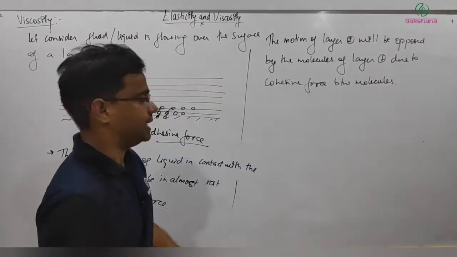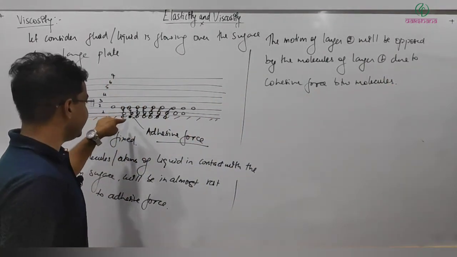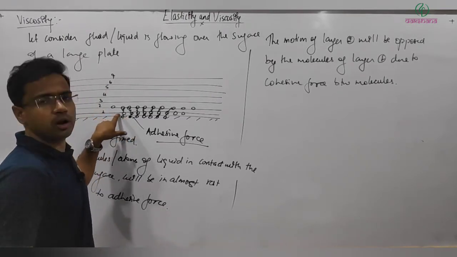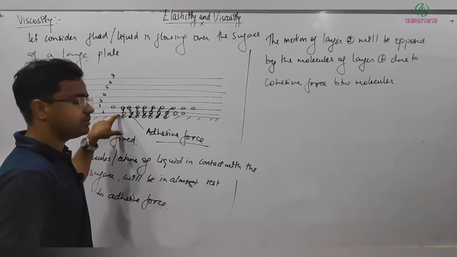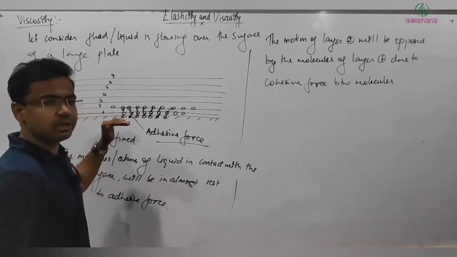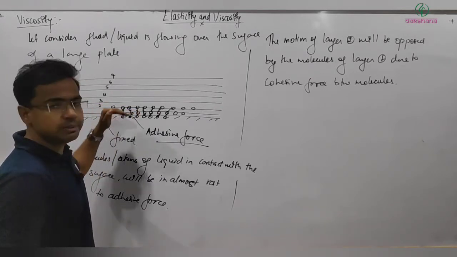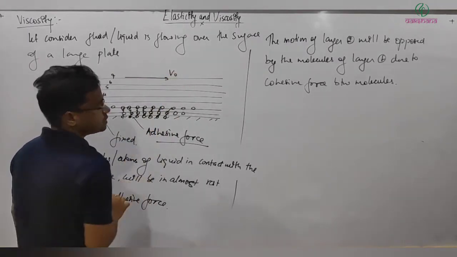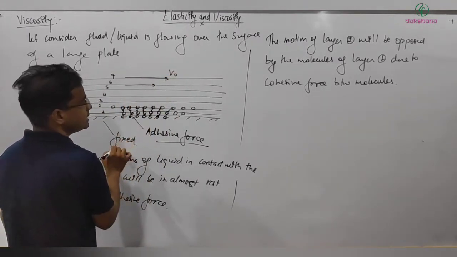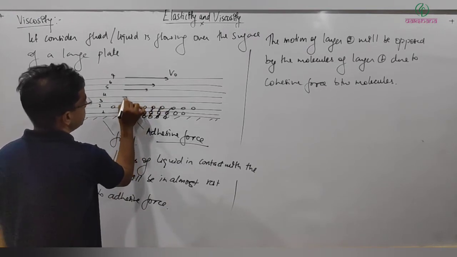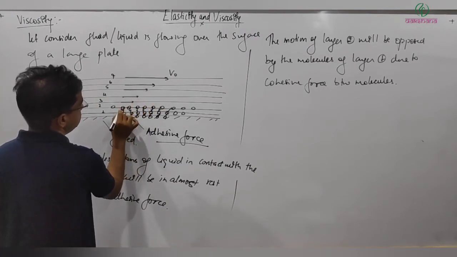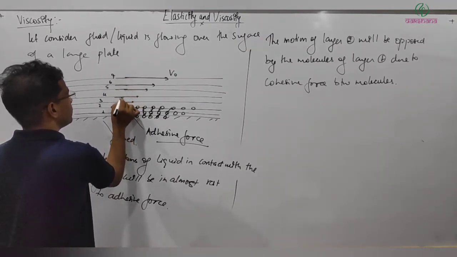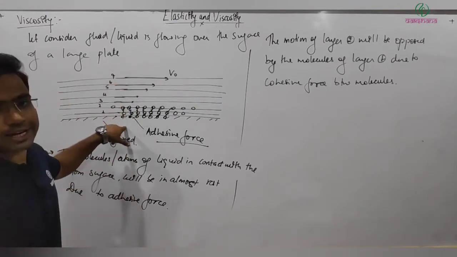So in this manner you can see the highest resistance is offered by this solid surface. Next, these will be almost at rest. So the velocity of layer 1 will be very low, velocity of layer 2 will be still larger, velocity of layer 3 will be even higher. So this top layer will be moving with the maximum velocity v0, the next layer a little smaller, next even smaller, even smaller, and this will be at rest. So this will be the velocity profile.